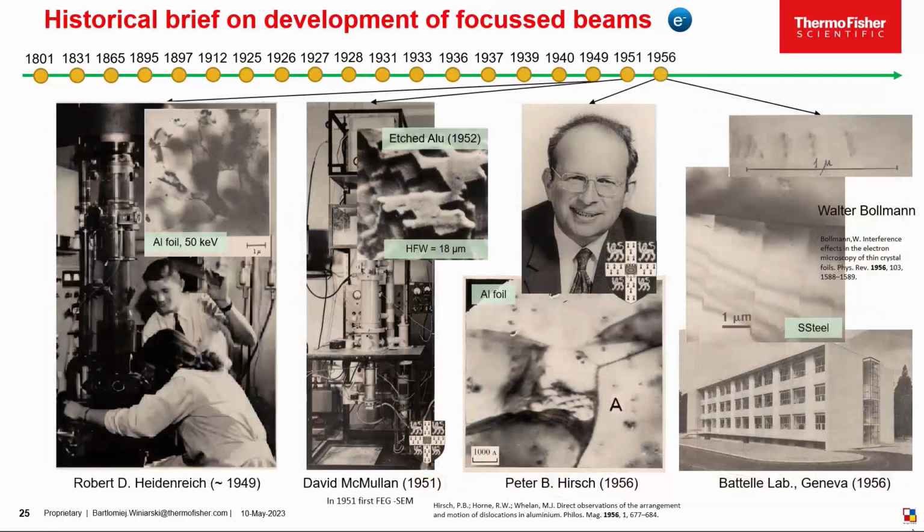The foundation of thin-film sample preparation for modern transmission electron microscopy and later rapid development of metallurgical and mechanics of material theories was laid around 1950. Robert Heidenreich first thinned down metal foil to electron transparency in 1949. This work was followed by Peter Hirsch and co-workers in Cambridge and Walter Bollmann in Switzerland. David McMullan in 1951 achieved lateral resolution of 50 nanometers by using field emission gun in SEM.